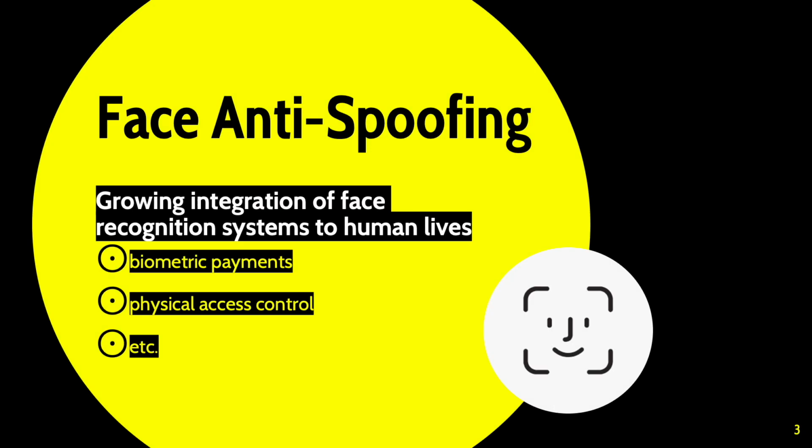So what is face anti-spoofing? Basically, it's a technique or technology that distinguishes between fake or artificial faces versus a real person. And there's a growing need and growing integration of face recognition systems in our daily lives. For example, there are more and more biometric payment methods. And for high security large corporations, there's also a need for physical access control.